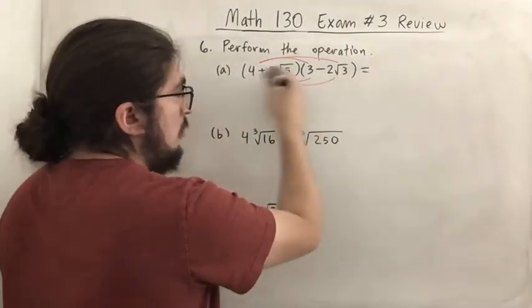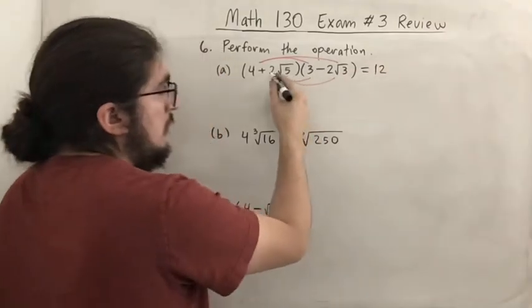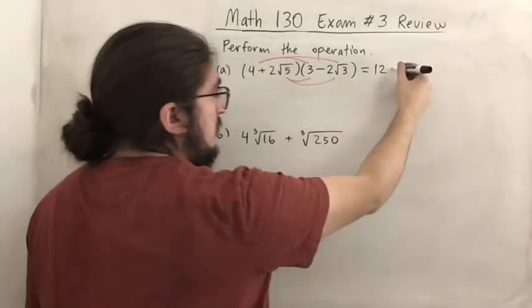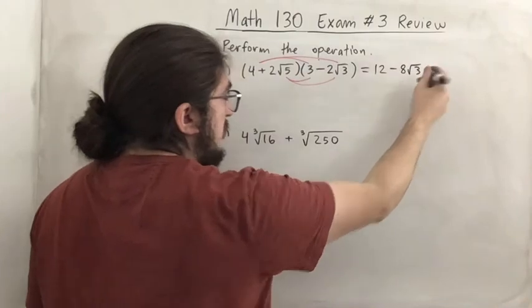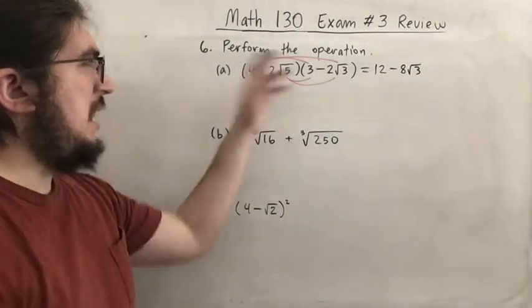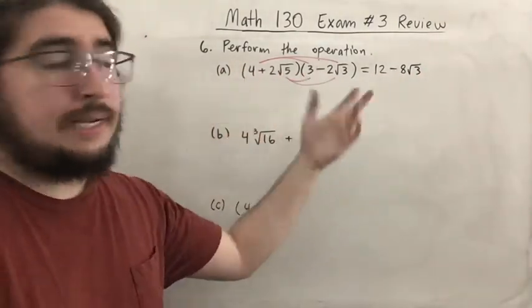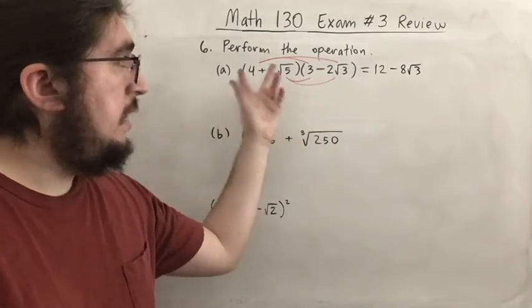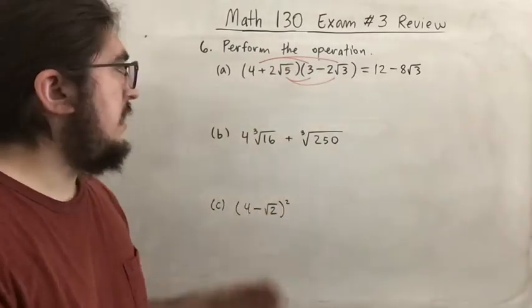So let's see. That's 4 times 3, that's 12, so that's simple. And then 4 times negative 2 is negative 8 radical 3. So the radical remains the same, kind of like 4 times 2x is 8x. 4 times 2 radical 3 is 8 times radical 3. So think of it like that.